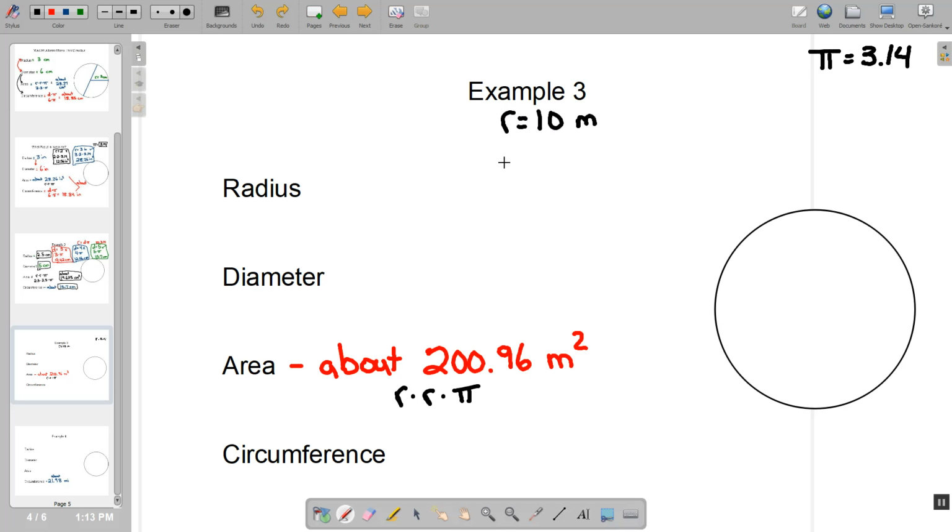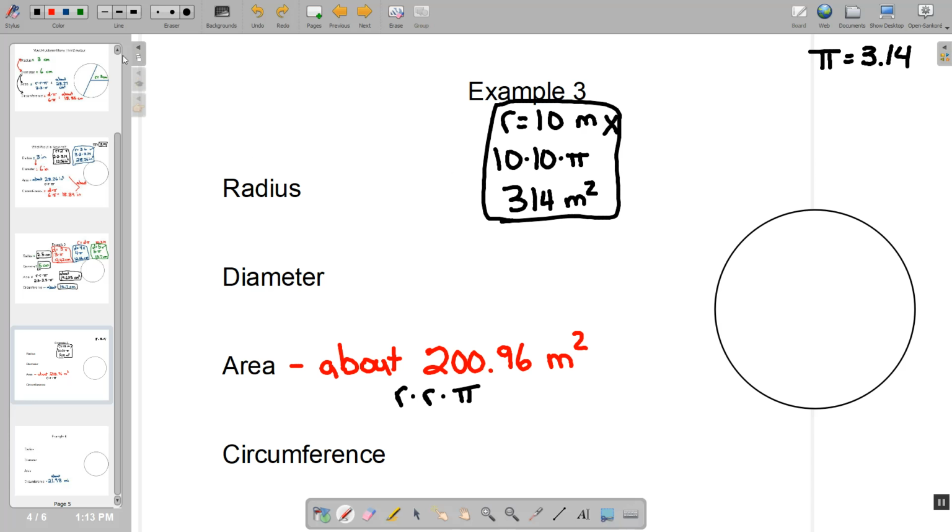Just like before, I'm going to do the radius times radius times pi, using the decimal approximation. 10 times 10 is 100, and 100 times pi gives me the number 314 square meters, which is too big, so I have to get smaller. So now I'm going to try 9, because I have to get smaller. Let's try a radius of 9 meters.